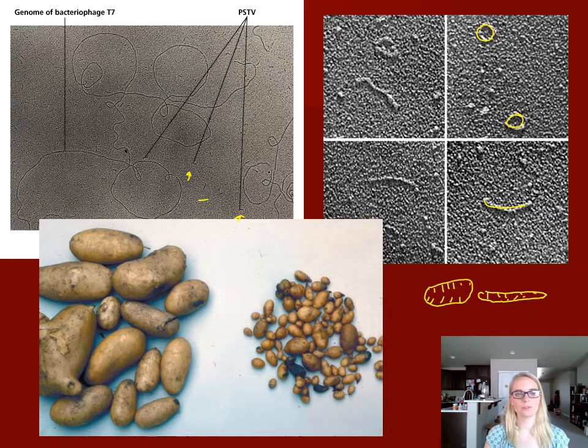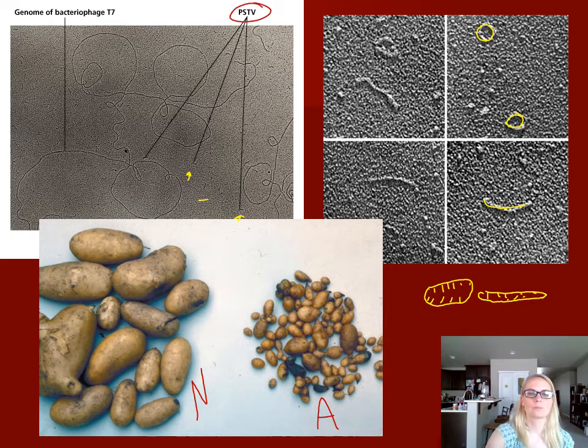So what do viroids do? Well, viroids just kind of cause some problems for the plant. Not a huge, devastating disease, but if you're a farmer, here is your normal potato crop, and here's your affected potato crop, right? So this is called the potato spindle tuber viroid, this word right here.